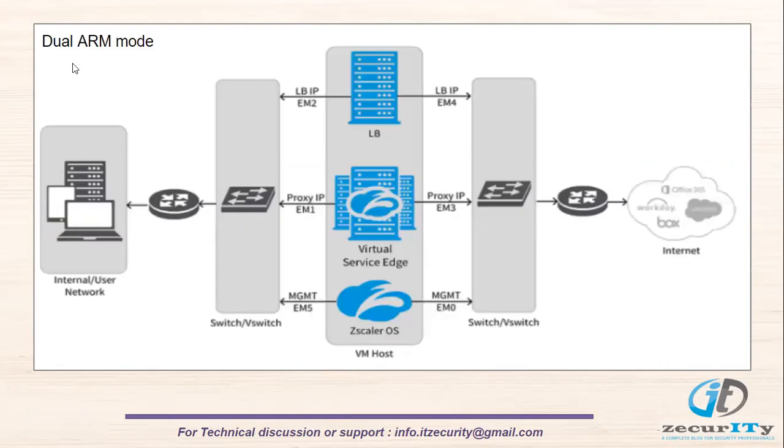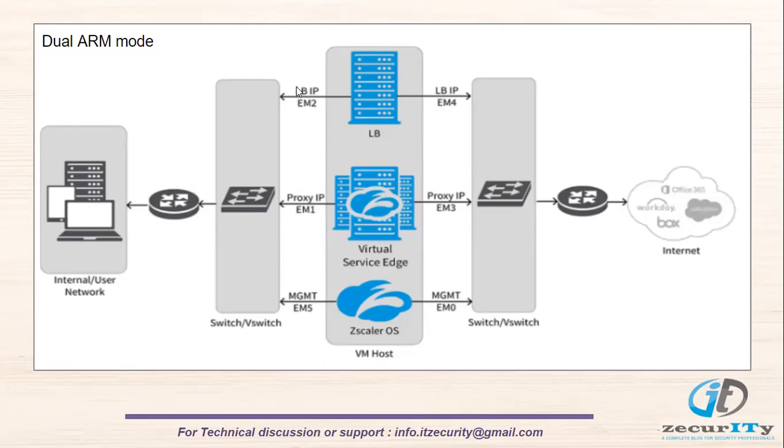Dual ARM mode. When you talk about virtual service edge deployment, there are two major deployments. One is single ARM mode, another one is dual ARM mode. Single ARM mode means the traffic comes in and exits from the same interface, and dual ARM means the traffic comes in from one interface and exits from another interface. Zscaler recommends going with the dual ARM approach wherever possible.